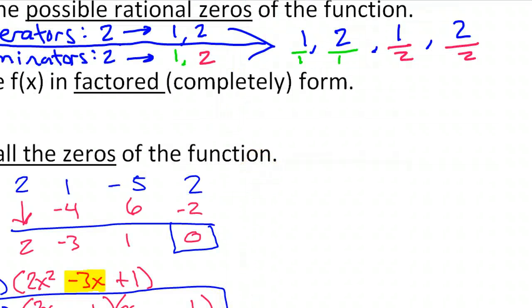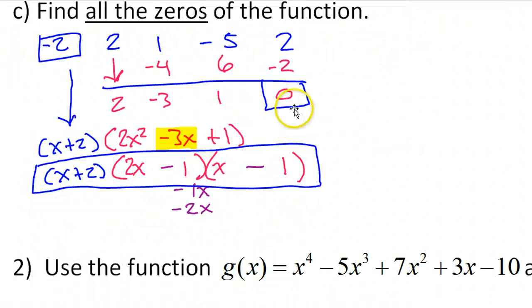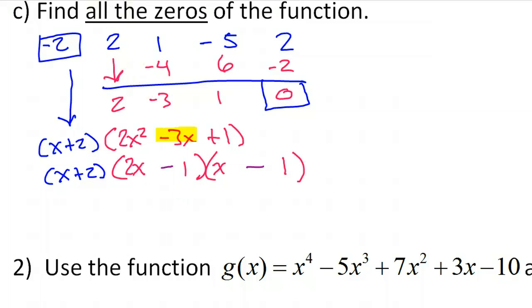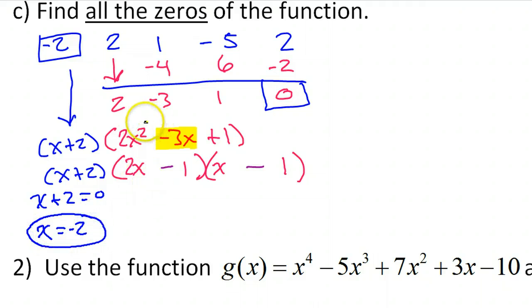For part C, we need to set these factors equal to 0 and solve. So that's what we'll do now. Okay, so if I do x plus 2 equals 0, subtracting 2 from both sides, that gives me x equals -2. So that's one of my zeros.